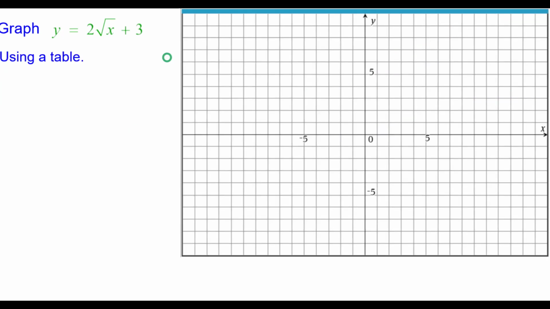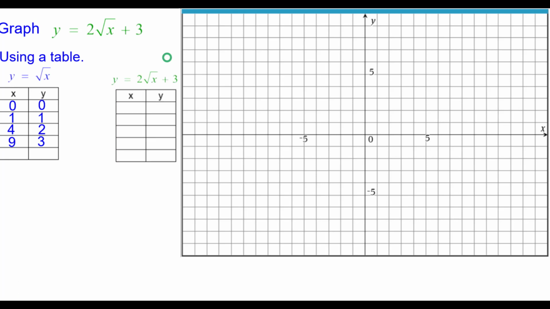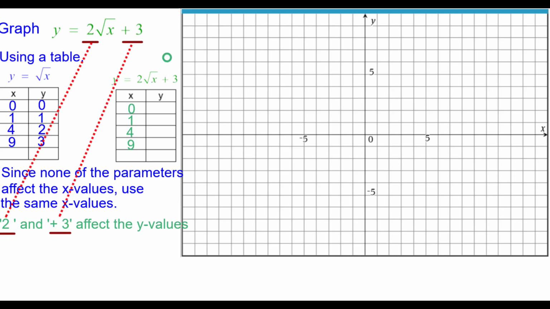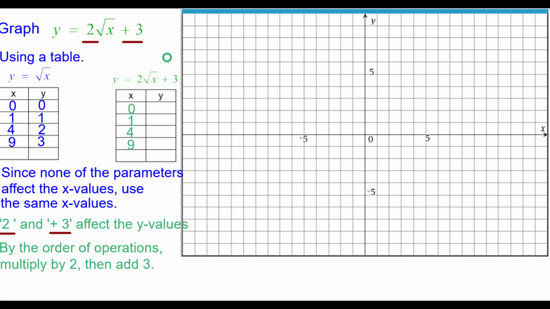Second way is using a table. These are our 4 points that we usually plot to do the square root of x parent function. None of the parameters affect the x values, so we'll use the same x values and we'll just put those in the table. However, the times 2 and plus 3 affect the y values, and according to the order of operations, we multiply by 2 first, then we add 3 second. So 0 times 2 is 0, plus 3 is 3, showing right here.